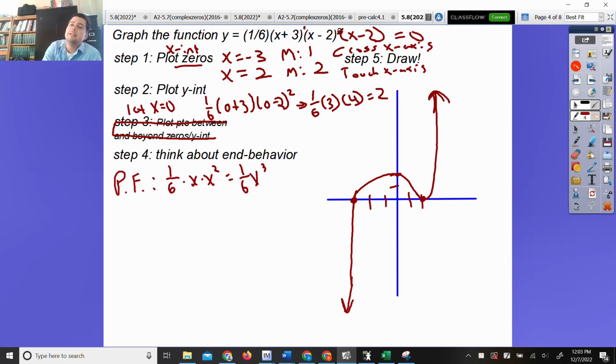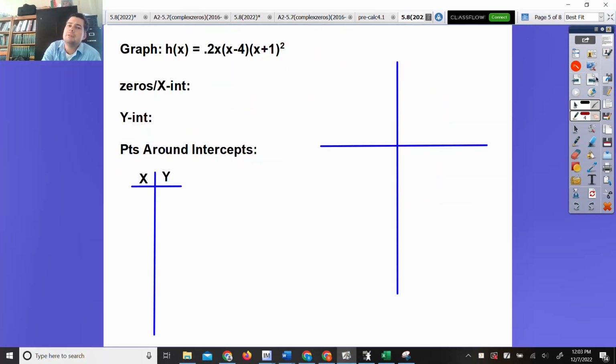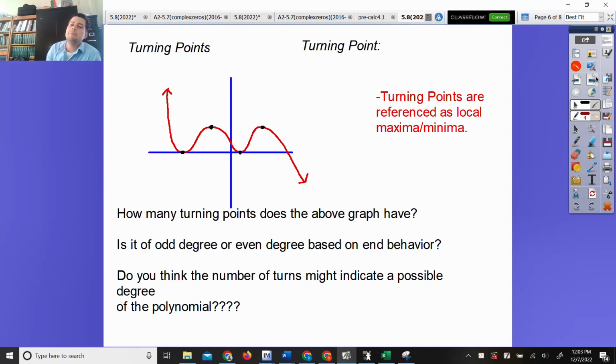Halfway done. Hopefully we get enough done. The rest of your notes are pretty simple. We're actually going to skip this one. And we're going to jump into the idea of turning points.